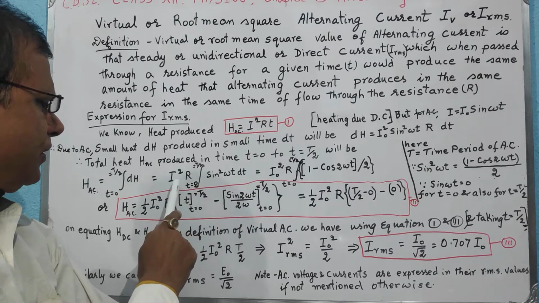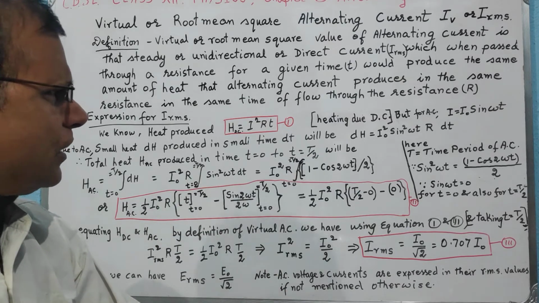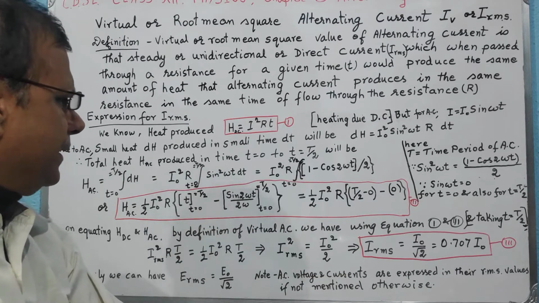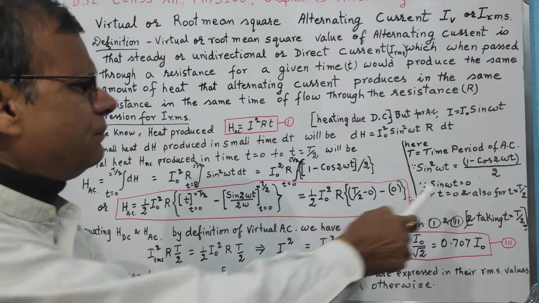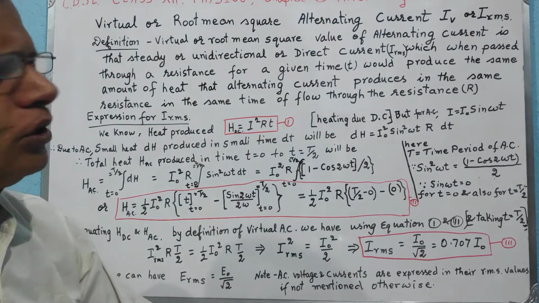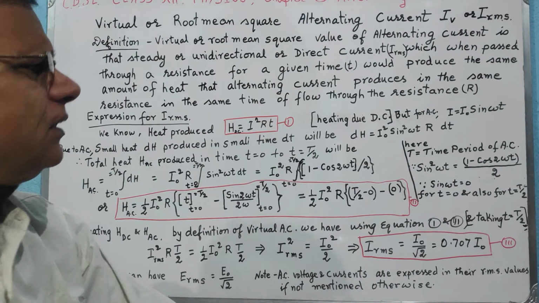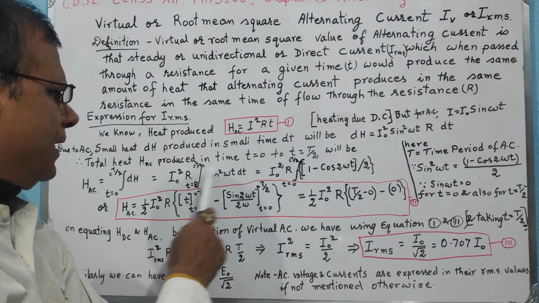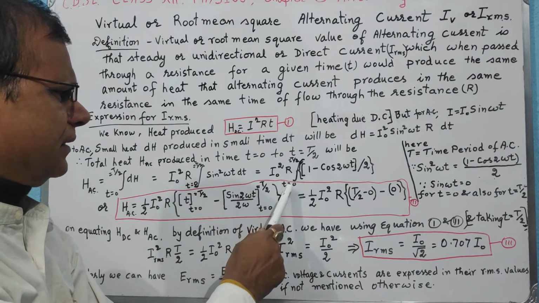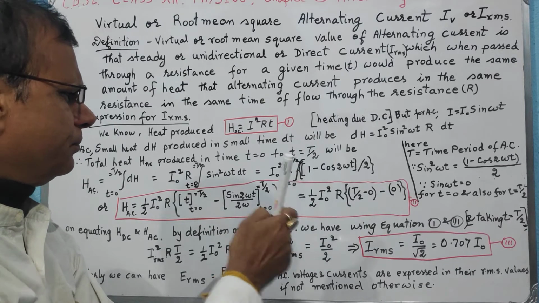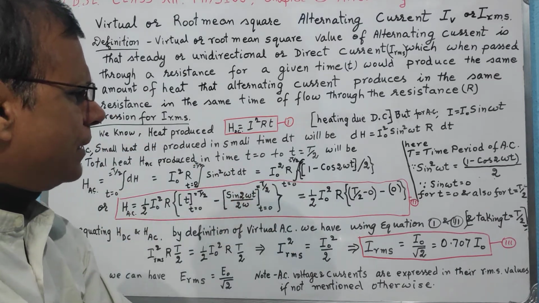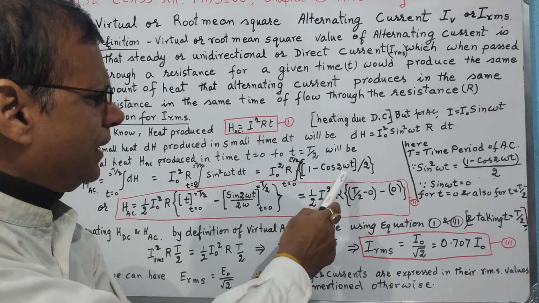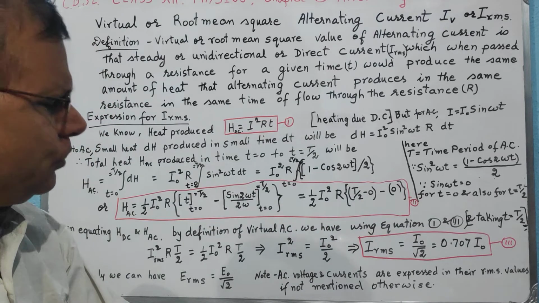Here you see I0 square and R are constant, we take them outside, and we are left with sin square omega t dt. But sin square omega t can be written as (1 minus cos 2 omega t) by 2. This we get from trigonometry, and therefore we have I0 square R outside the integration, limit t equal to 0 to t equal to capital T by 2, and within the integration we have (1 minus cos 2 omega t) divided by 2.